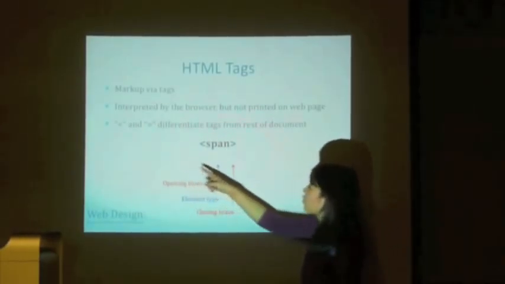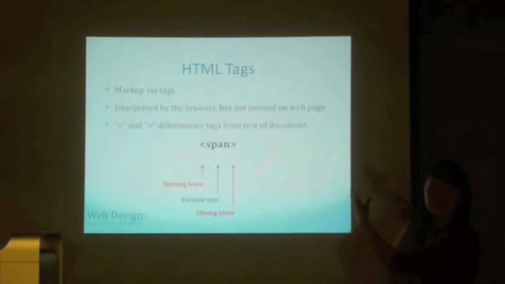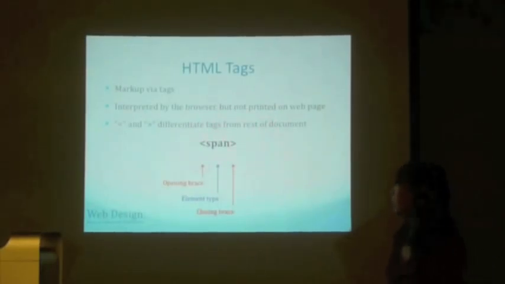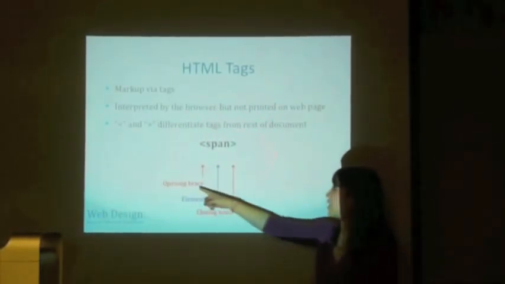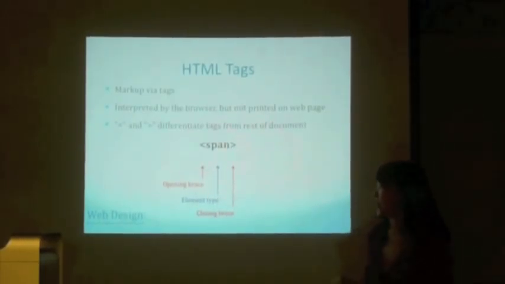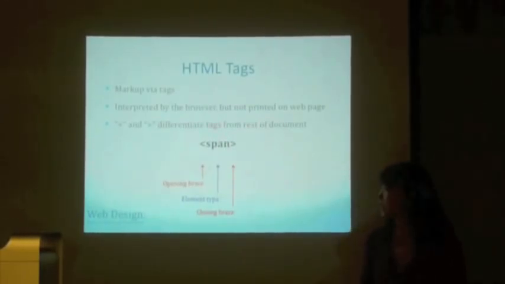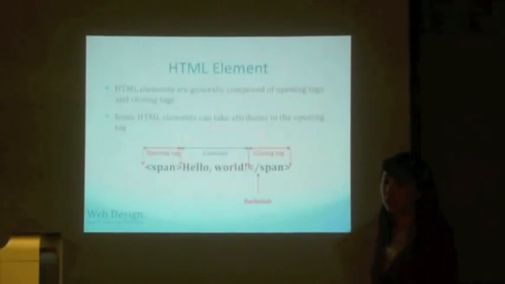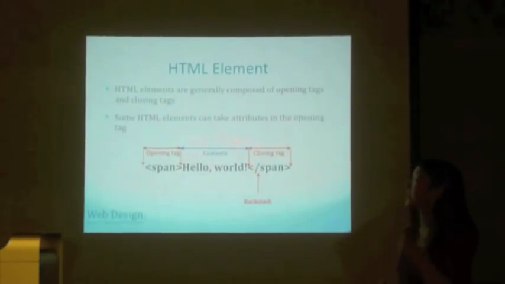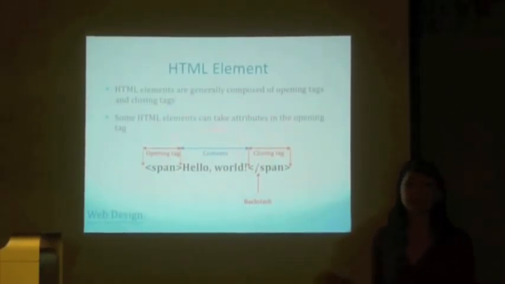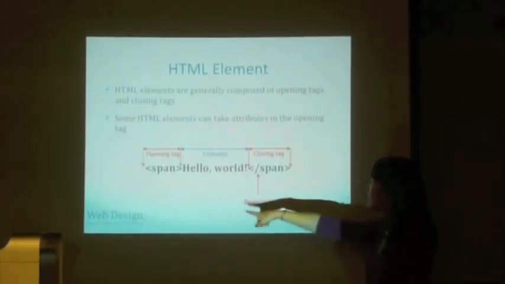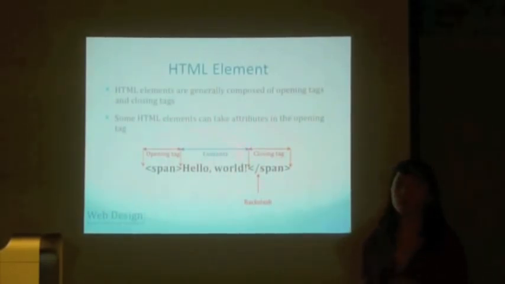So these open and close angle brackets, just less than or greater than signs, are used to differentiate tags from the rest of the document. This is what an HTML tag actually looks like. You have an opening bracket, and then the actual element type, and we'll have a list of different HTML elements in the next lecture, and you have a closing bracket. You use these tags to enclose HTML elements. HTML elements are generally composed of opening tags and closing tags. There are a couple of exceptions, which we'll show you later. Some of these HTML tags take attributes, which we'll also show you later.